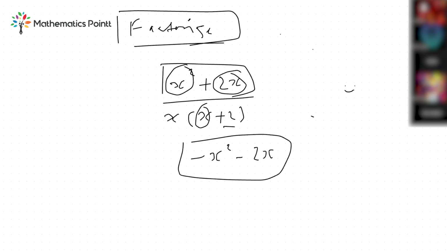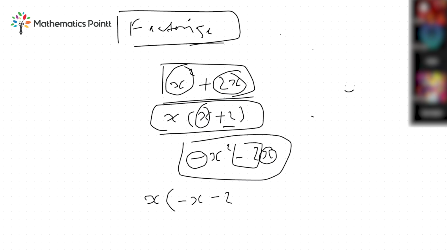So I know from the last question that x is the common factor. Now, if I pull x out, inside the bracket, since I have a negative sitting with the first term, I will say negative x. And since I've pulled out the x, what's remaining is a negative 2. So that is the first possibility if you just pull out x.